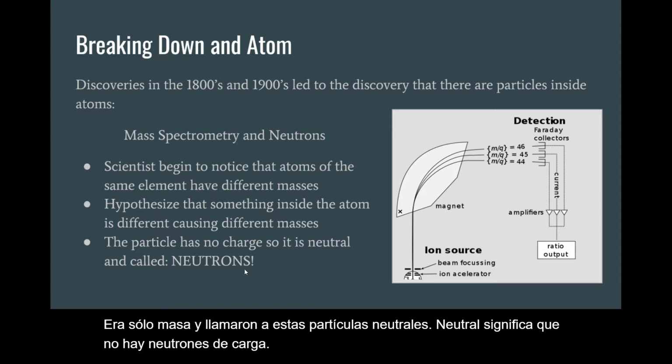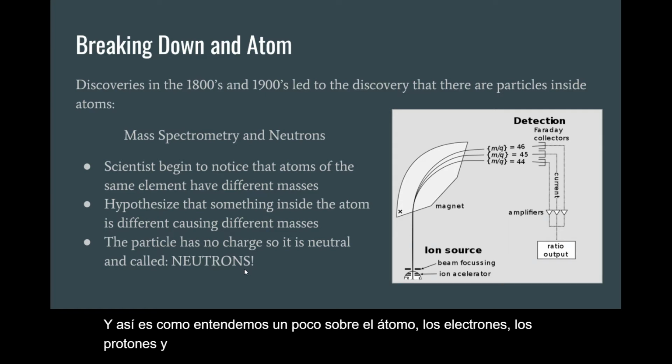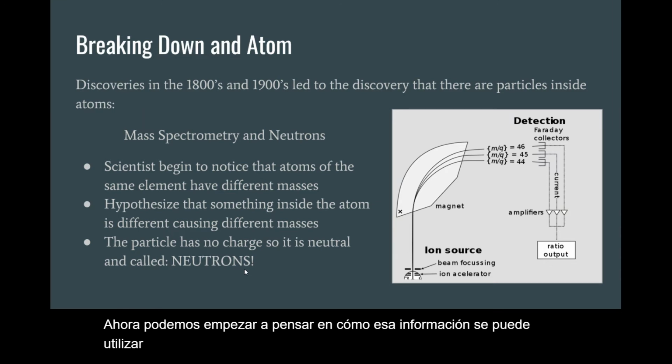And so this is how we understand a little bit about the atom, the electrons, the protons, and the neutrons, by doing these experiments. And now we can start thinking about how that information can be used to help us understand all other matter and how we catalog this information.